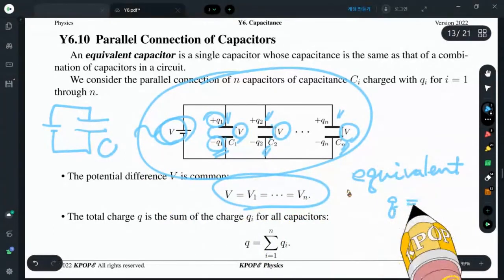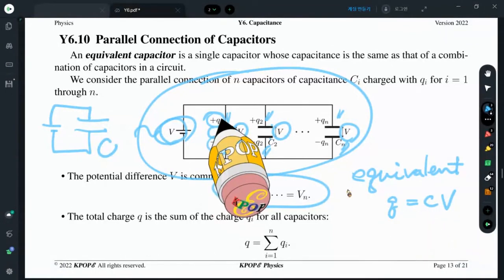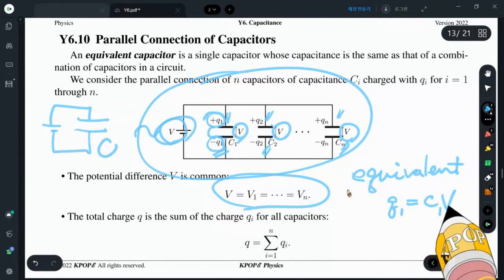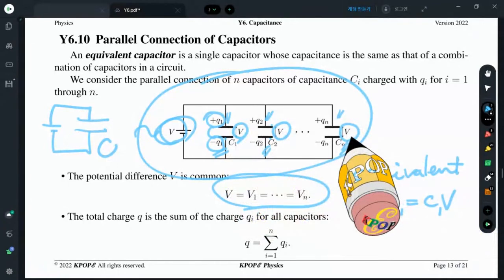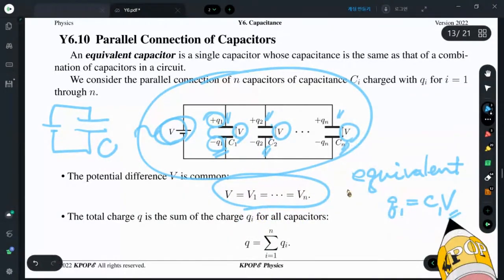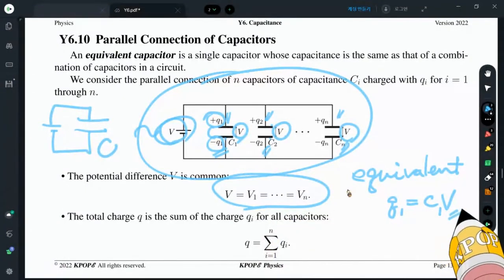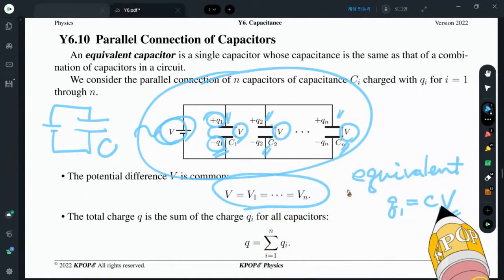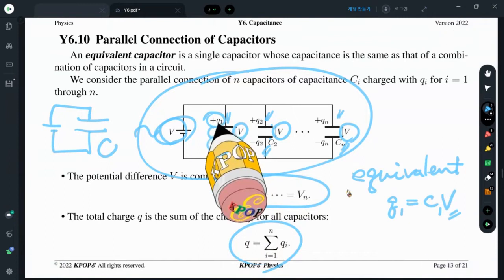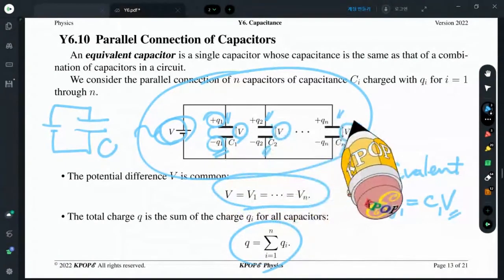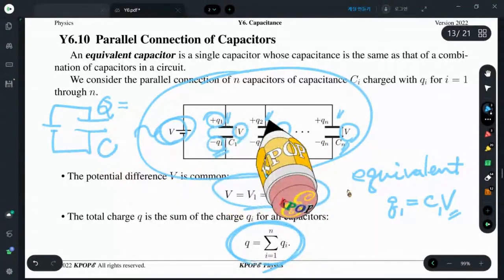And we know Q equals CV. That works for every capacitor. So Q1 equals C1 V, and every capacitor has an equal potential difference. So let me use V instead of V1 through Vn. We don't have to distinguish the voltage. Next we consider charge conservation. If there are Q1, Q2 through Qn, then this charge Q must be the sum of all the charges.